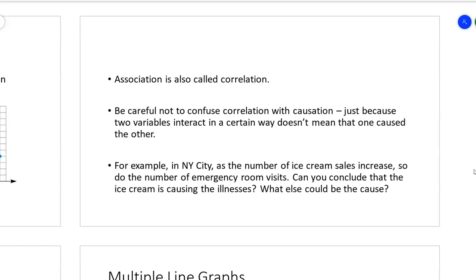Well, what about the idea that ice cream is generally sold when it's warm outside, and people might be going to the hospital with heat exhaustion or heat stroke or something like that? So just because ice cream sales increase and emergency room visits increase doesn't mean that they're going to the emergency room from eating ice cream. Right? There could be a third thing in there that we're not looking at, and that's why we say that there is a correlation, but there's not causation.